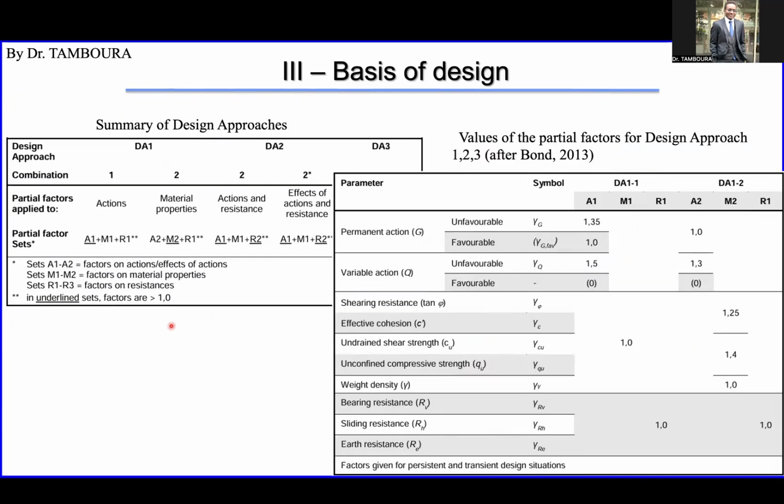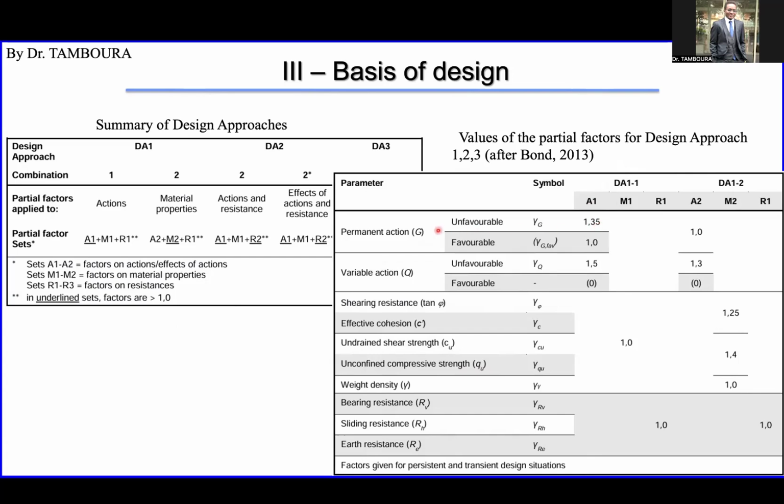But just as a reminder, in detail, these are the values of the partial factors. For example, for design approach number one, combination one and combination two. For design approach one, combination one, these are the values of the partial factors. You can see here A1, M1, R1. It is here A1, M1, R1. A1, A for actions.